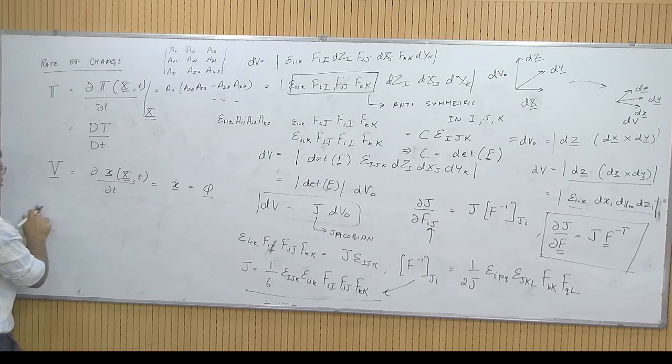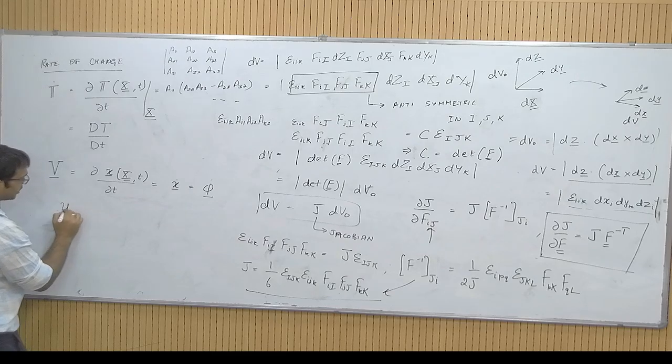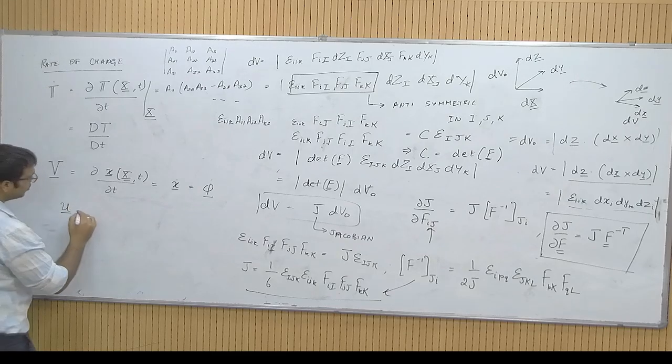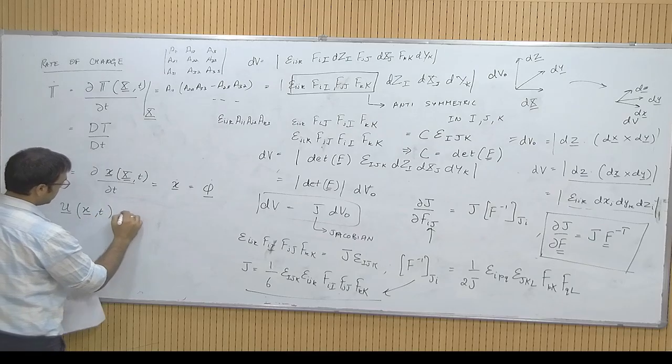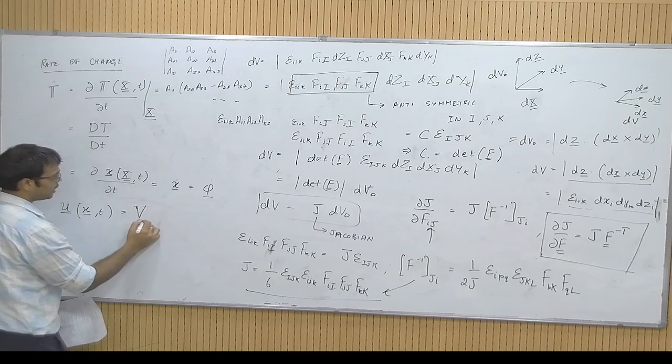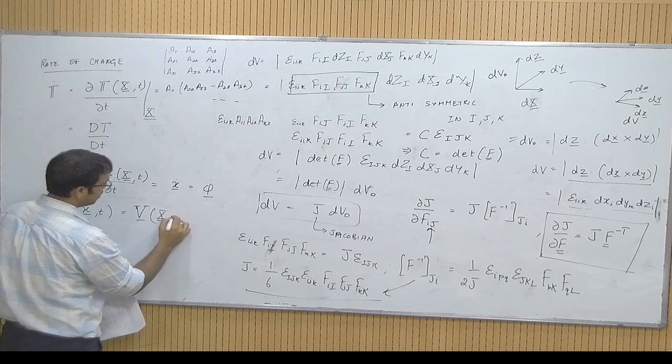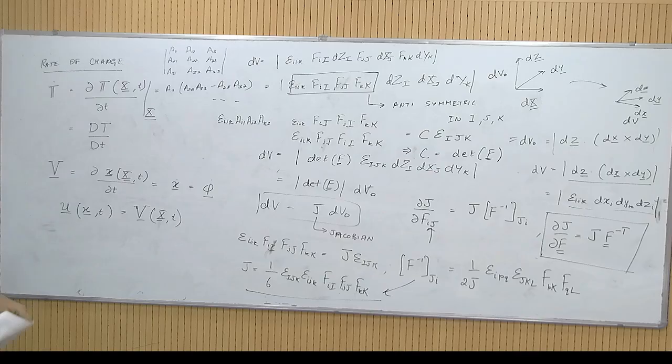The corresponding spatial field I am going to denote with a u, which is what we are going to continue throughout the course, and that is basically u of x comma t is equal to capital V of capital X comma t. So the way to read it is the velocity of the fluid particle tagged with capital X when it is at spatial location small x, at that time it is equal to u.